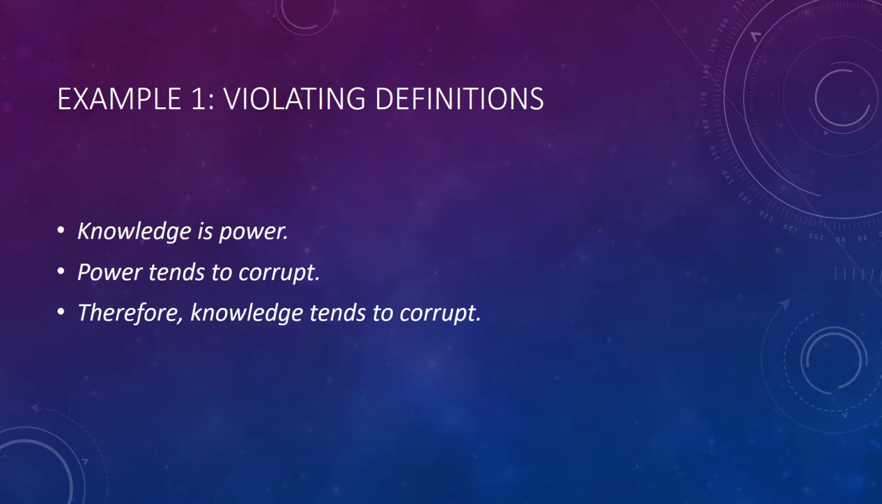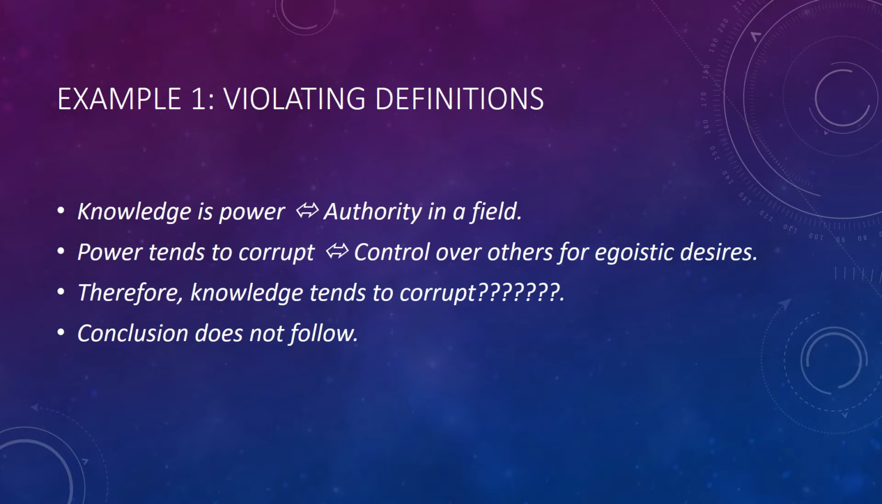Incorrect argument, identifying fallacies. Example 1. Violating the definitions. Knowledge is power. Power tends to corrupt. Therefore, knowledge tends to corrupt. First of all, we define terms.